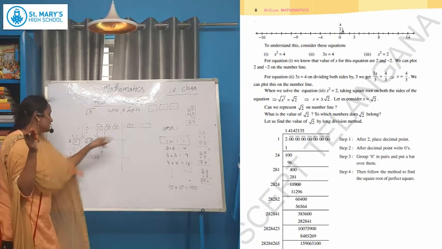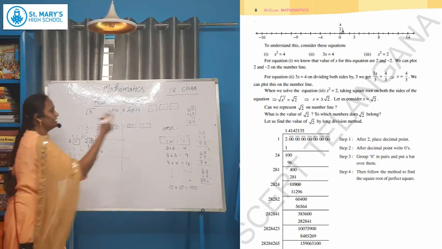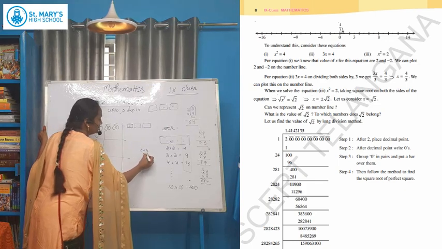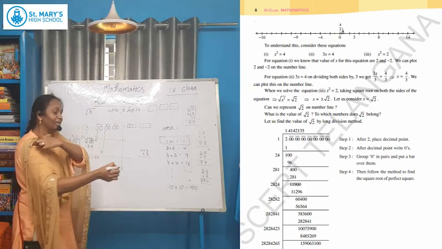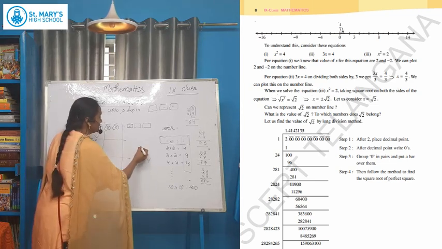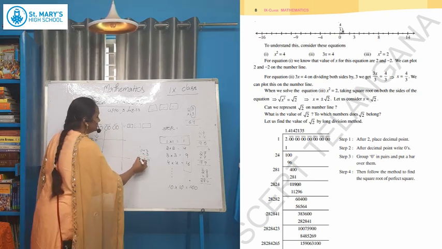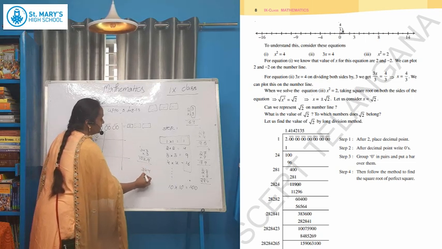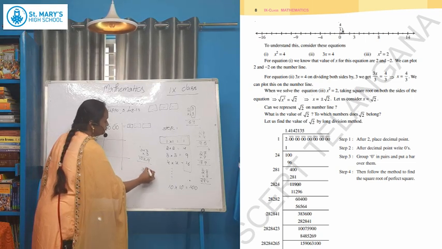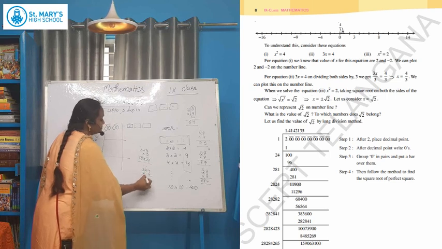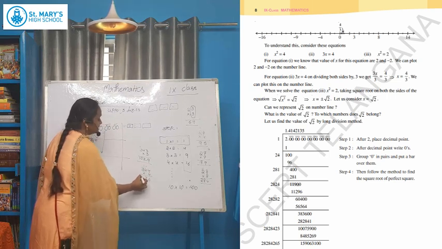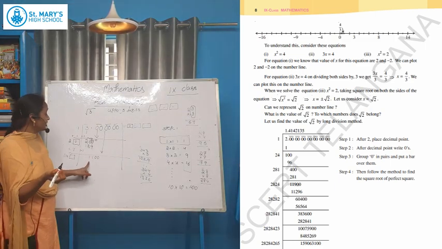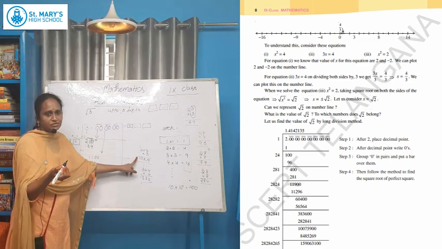Now again the same process. 343 into 3. 3 3s are 9, 3 4s are 12, 3 3s are 9, 10. Next, 344 into 4. 4 4s are 16, 4 4s are 16, 17. 4 3s are 12, 13. Now see here 1100. So here 1100, here 1029, and here 1376.